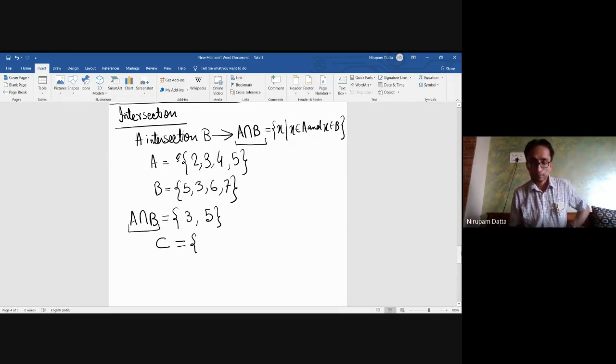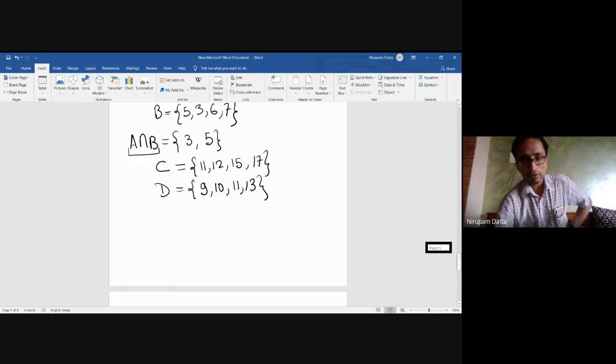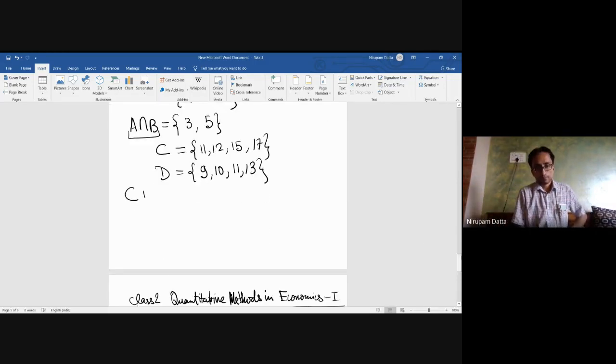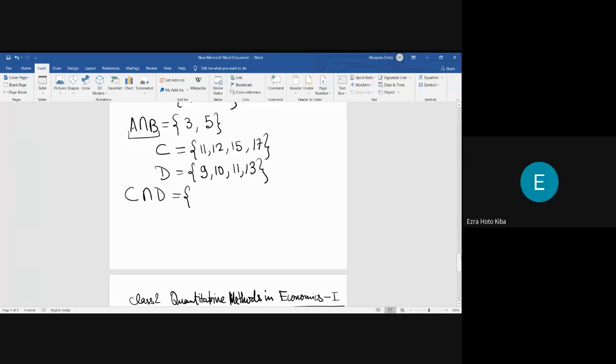So let us work one more example. C equal to 11, 12, 15, 17. D equal to 9, 10, 11, 13. So find out C intersection D and tell me what are the elements. Sir, the answer is 11. 11.